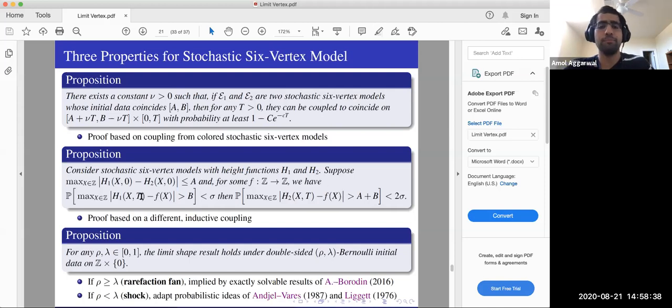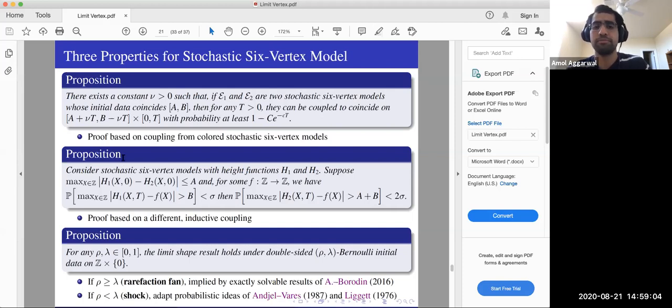If I imagine that f is actually just equal to h1, what this is really telling you is that h1 minus h2 at time t is at most A, which is basically exactly the height stability. The proof of this height stability is based on a coupling, but it's actually a different coupling from this one. So oddly enough, the colored stochastic six-vertex model coupling does not imply height stability.